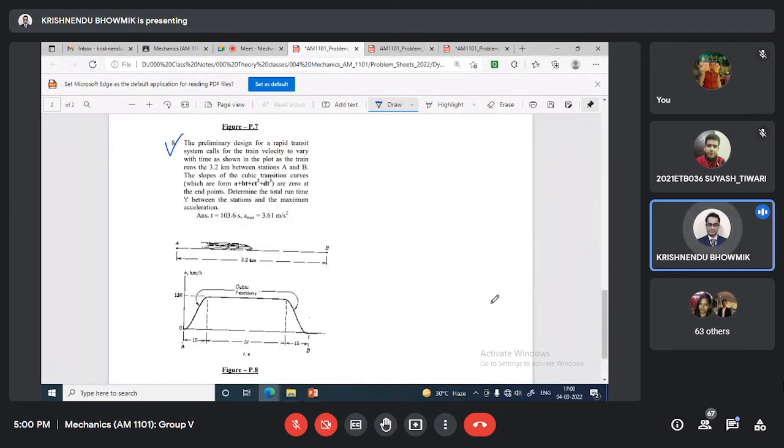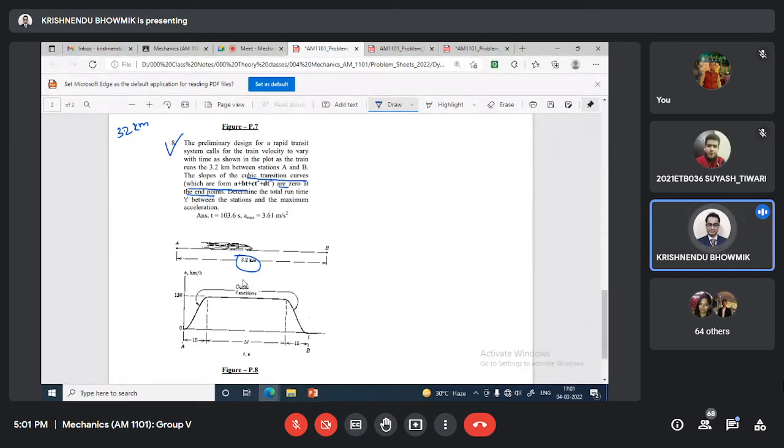This is the preliminary design for a rapid transit system, which calls for the train velocity to vary with time as shown in the plot, as the train runs with 3.2 km, sorry, not 32, 3.2 km, the distance between station A and B. The slope of the cubic transition curves, which are in the form of this, are 0 at the ends.